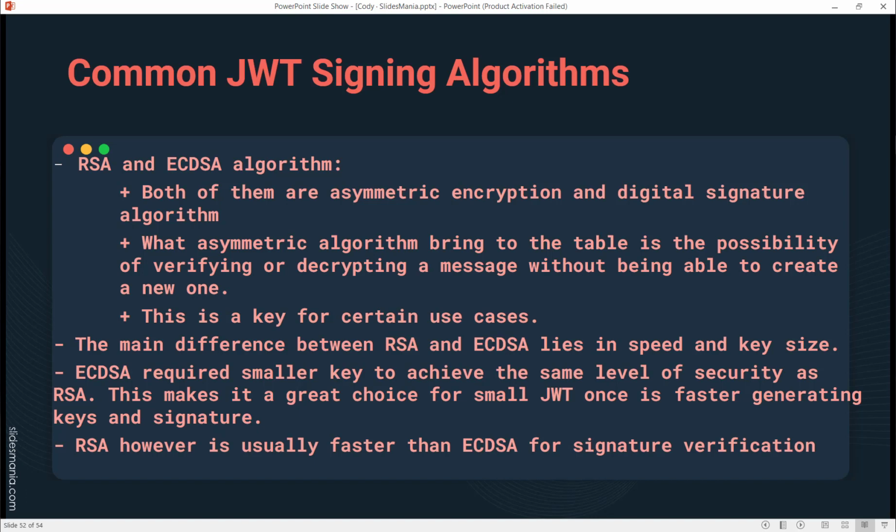The main difference between RSA and ECDSA lies in the speed and the key size. ECDSA requires a smaller key to achieve the same level of security as RSA. So this makes it a good choice, since a smaller key is faster to generate and to sign. RSA, however, is usually faster than ECDSA for signature verification.